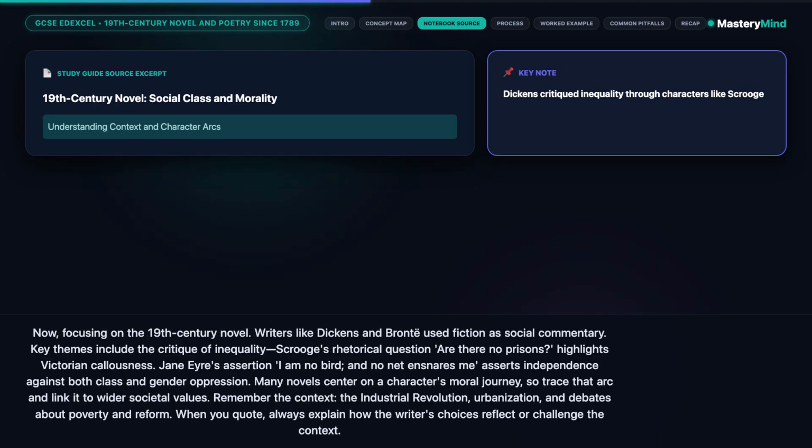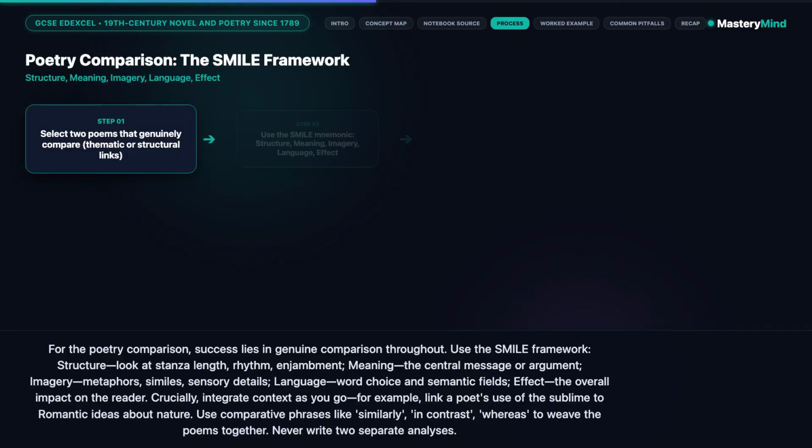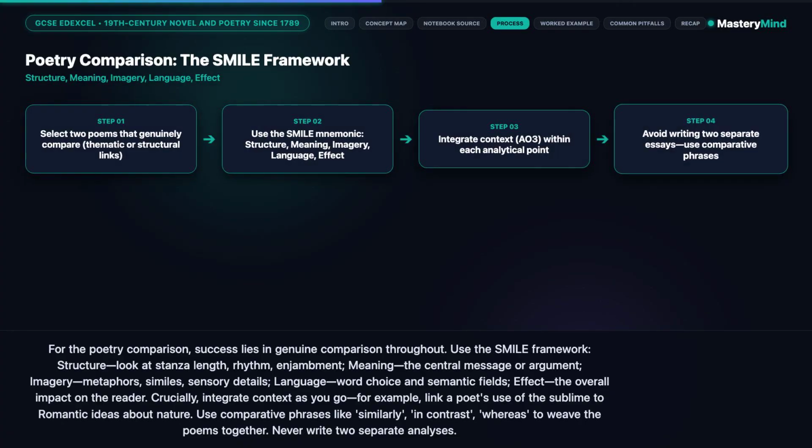For the poetry comparison, success lies in genuine comparison throughout. Use the SMILE framework: structure, look at stanza length, rhythm, enjambment; meaning, the central message or argument; imagery, metaphors, similes, sensory details; language, word choice and semantic fields; effect, the overall impact on the reader.